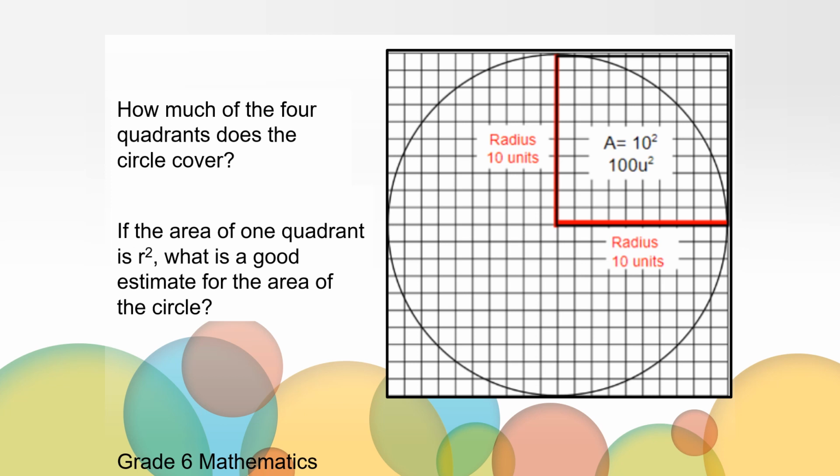But I know the area of the circle is less than the area of all 4 quadrants, so it would have to be less than 400 units squared. If we had a little bit more time, we could take the pieces that are not part of the circle and subtract them from the entire square to get a closer estimate. But what's important here is that we recognize as part of our estimate that the area is going to be less than 400 units squared.